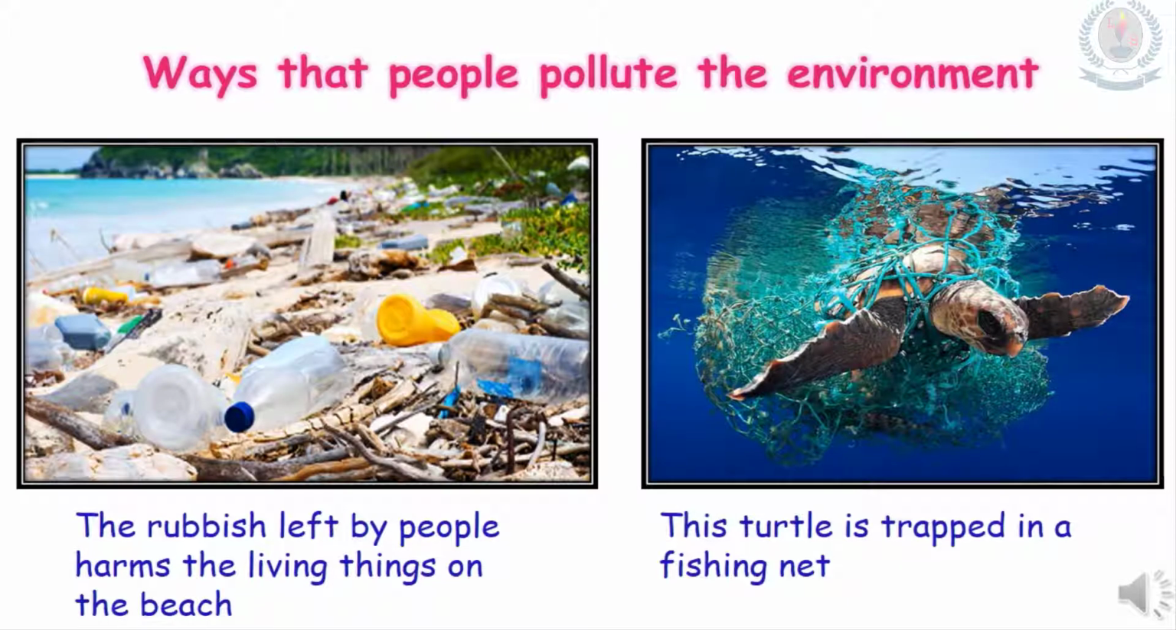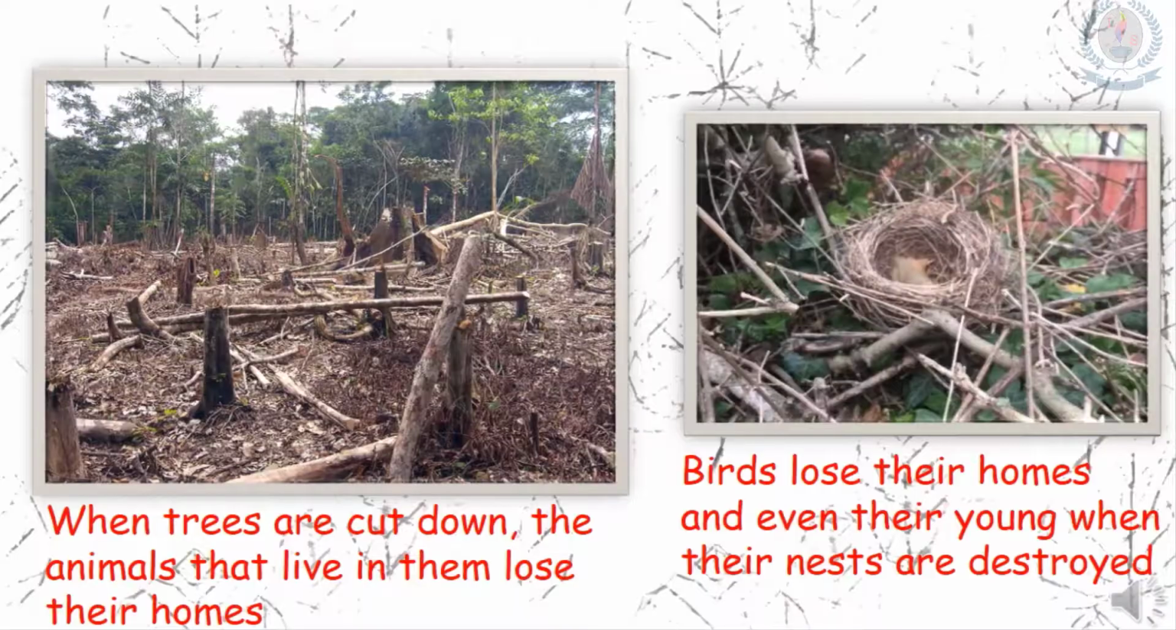This place looks dirty. The rubbish left by people harms the living things on the beach. Oh, look at the poor turtle. This turtle is trapped in a fishing net. These are the ways that people pollute the environment. When an environment is made dirty or damaged, many living things may not survive.